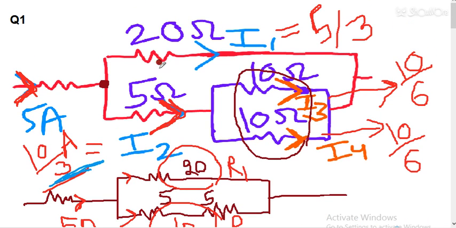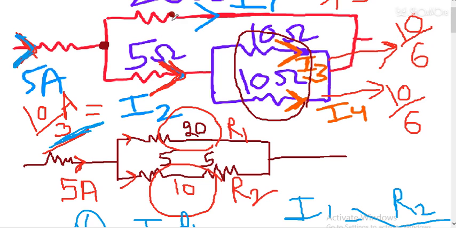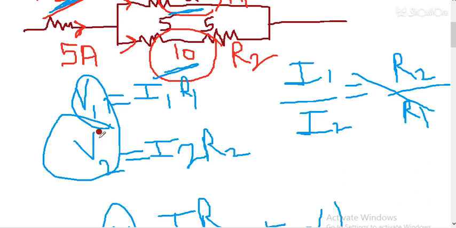Okay, so firstly I am explaining again. 5 ampere current is coming, and I told you that we have to convert the circuit into a simple circuit: 20 ohm, this one, 5 ohm, this one, and 10 and 10 will make 5 ohm. Now this is 20 ohm resistance and this is 10 ohm resistance. Students, if voltage is the same, like V1 and V2 are the same, then I1 by I2 is equal to R2 by R1. That means the current changes inversely with respect to resistance.